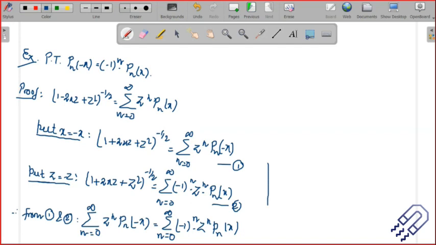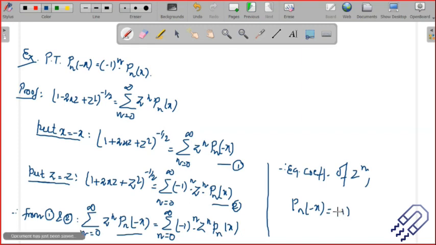See, got it, right? Therefore equating the coefficient of z^n on both sides. So you see on this side z^n is this, so that means this is P_n(-x) is equal to, on this side, the z^n coefficient is (-1)^n P_n(x). Proved. So these are 2 marks questions. Okay, you have to just remember the generating function term, and then you have to just take out the coefficient of z^n, and you can solve it.